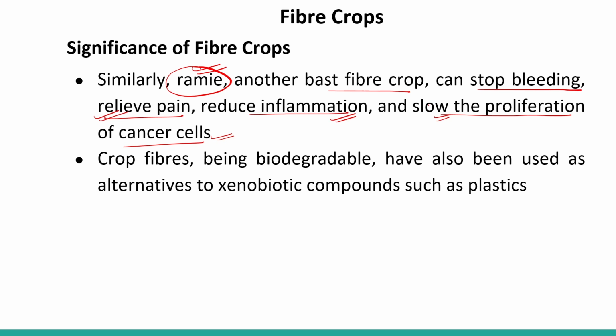Crop fibers, being biodegradable, have also been used as an alternative to xenobiotic compounds such as plastic. So nowadays we are avoiding plastic because it is very harmful to our environment. Some crop fibers, being biodegradable, can be used in place of these xenobiotic compounds.